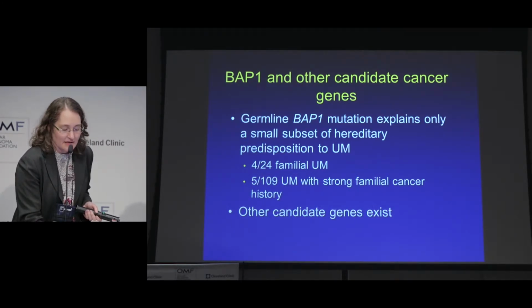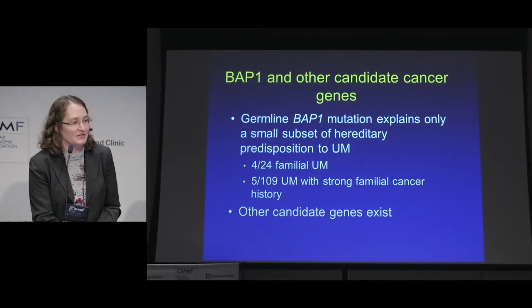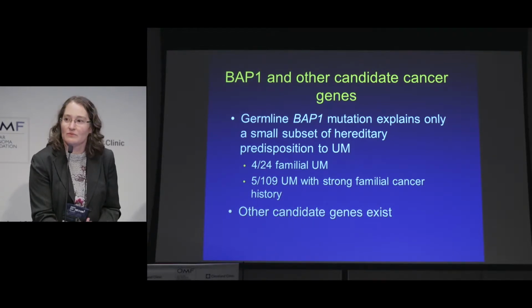In addition, in terms of these hereditary predisposition cases, BAP1 probably accounts for between 3 to 5%. So there are probably other genes that are important, and that's what our group is really hunting for, these other genes that are important.